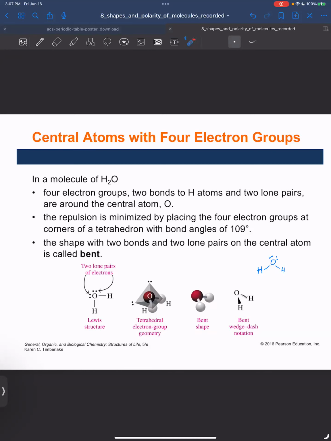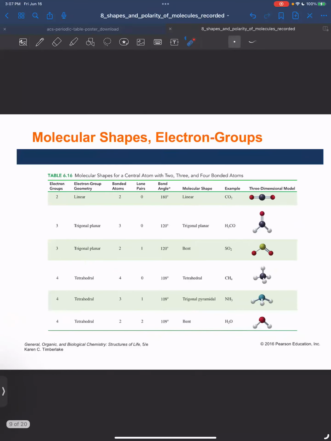So here's a nice summary table going through all the different electron group geometries and the bond angles for those electron group geometries and the molecular shape. And then they give you examples of those different types of molecules associated with each category. And so when you're doing your homework problems, I highly recommend having this accessible so that you can use it as a tool.